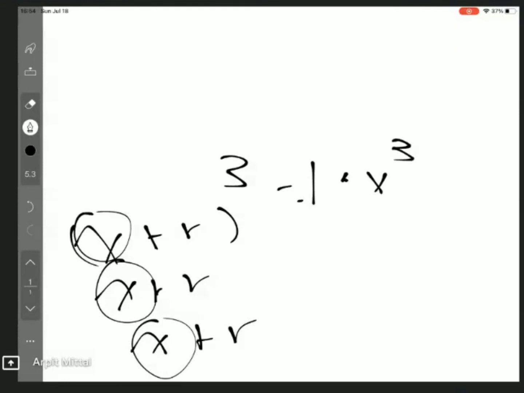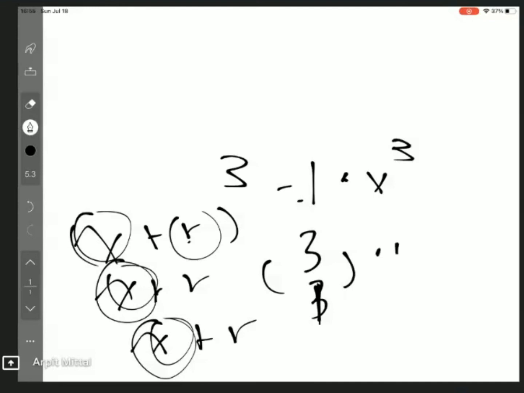How many x squareds are we going to have? We get an x squared by taking 2 x's and then 1 r. So then we have 3 choose 1 ways to make an x squared, because we have 1 r in each, and we have to select 1 r from the 3 r's. So remember, in each x squared we're going to have an r. So the answer to this is going to be 3 choose 1 times r times x squared.